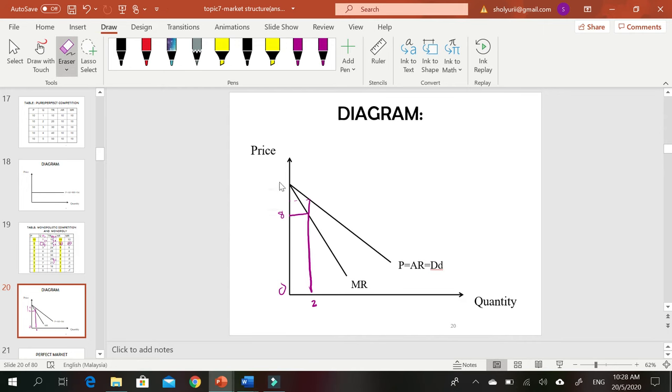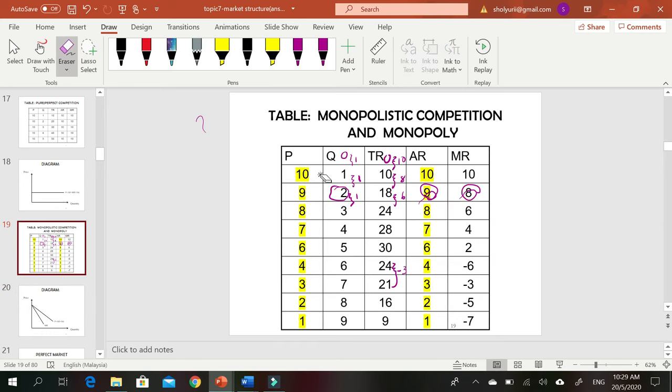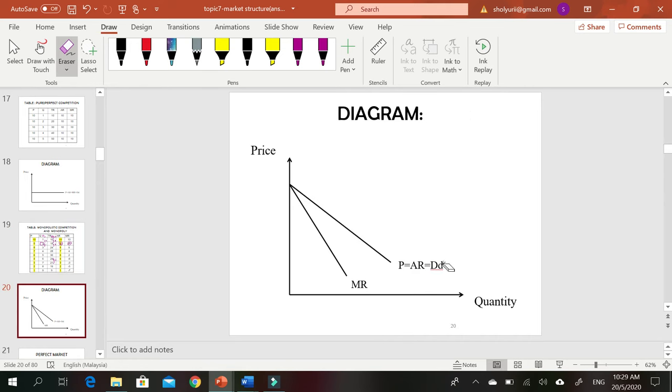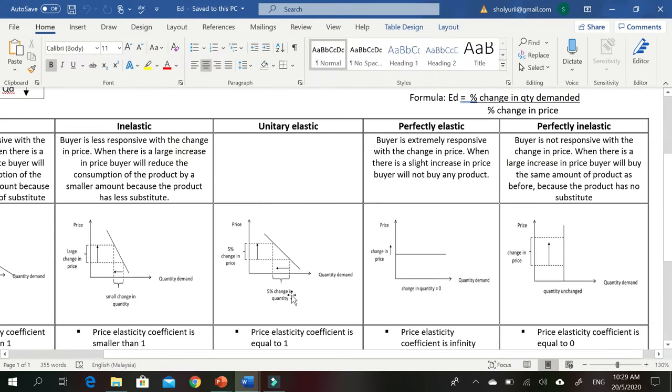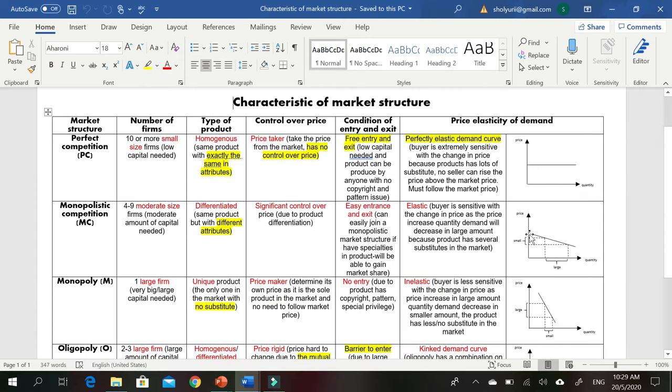So, I'll erase this. Start nak tunjuk kat awak je. Okay. And then, this is the diagram for monopoly and monopolistic. So, sebab tu, MR bawah, lepas tu kat sini, apa awak nak label? Sebab P dengan AR kan sama kan? Nilai P dengan nilai AR sama. Dan di mana ada P, di mana ada AR, itu adalah demand curve. Demand curve awak. Sebab tu dalam karakteristik tu. Dia macam ni kan?